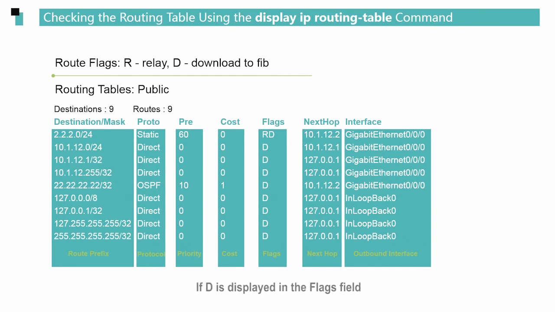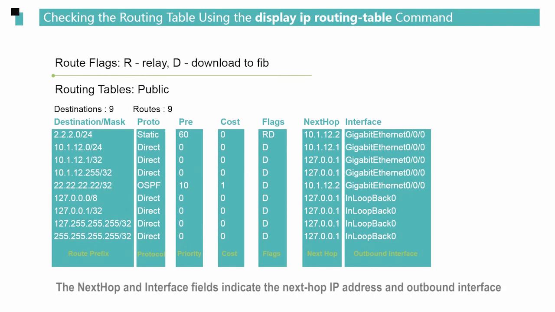Flags. If D is displayed in the flags field, the route has been delivered to the underlying FIB. The next hop and interface fields indicate the next hop IP address and outbound interface, respectively, and are used to forward packets that match the route prefix of the route.